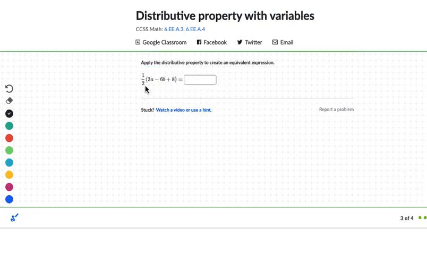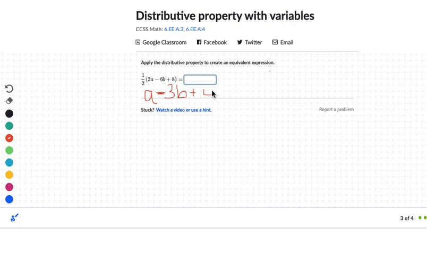Okay, here we're distributing a half. So remember, half times something is the same as half of something. Here is our half times 2a. So half of 2 is just 1, and that will be just a. We don't need to write the 1a. Half of negative 6. Well, positive times negative is negative, so I'm just going to put my negative there. And then half of 6 is 3. And we have a positive for our last one, positive 8, and half of 8 is 4. So we're left with a minus 3b plus 4.